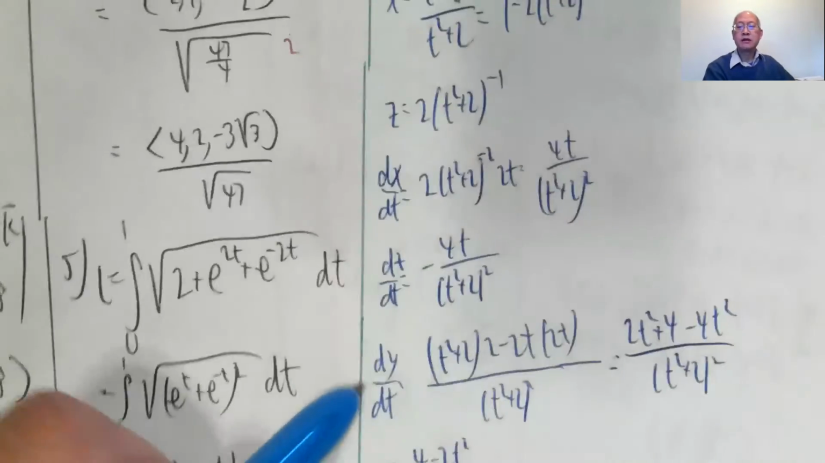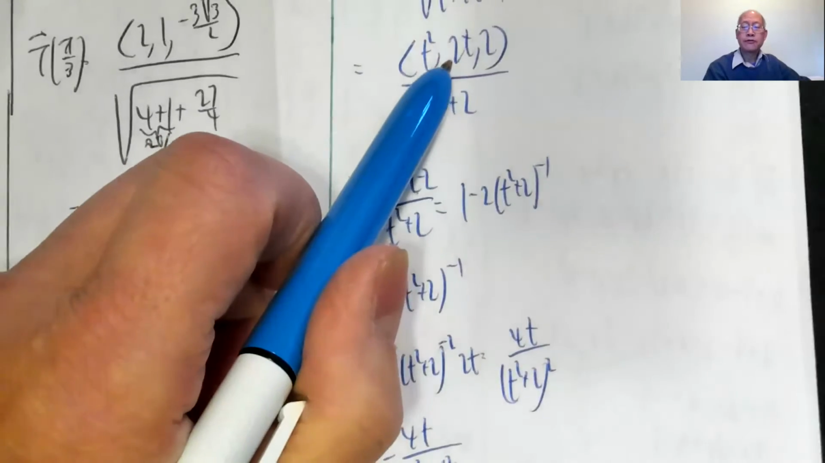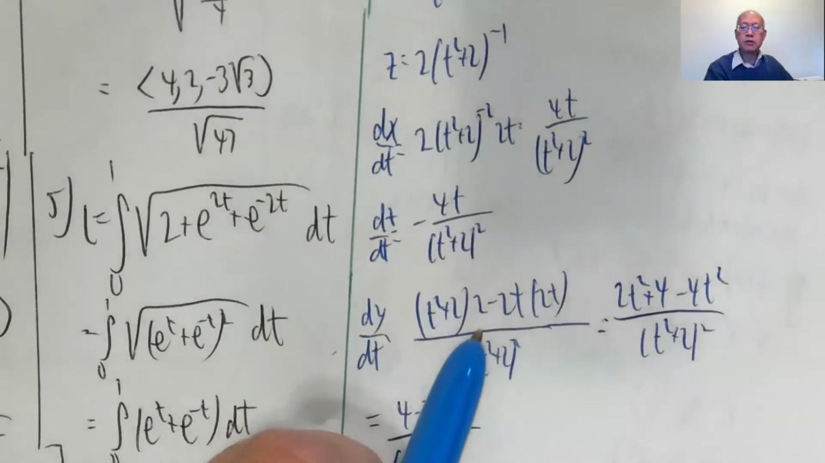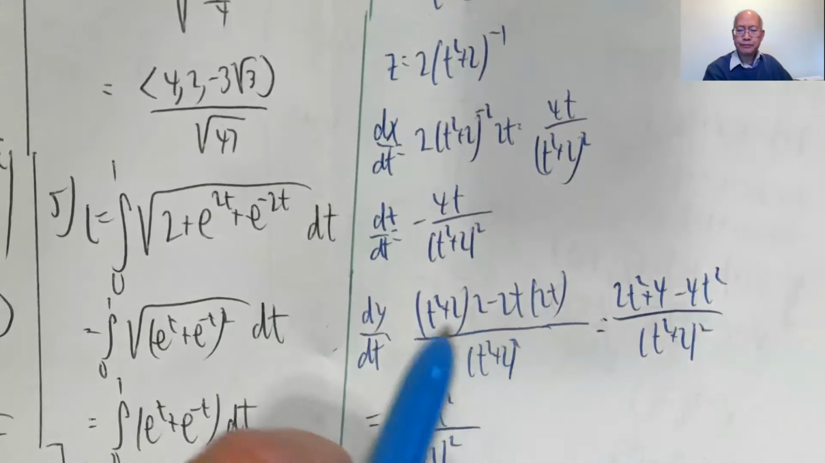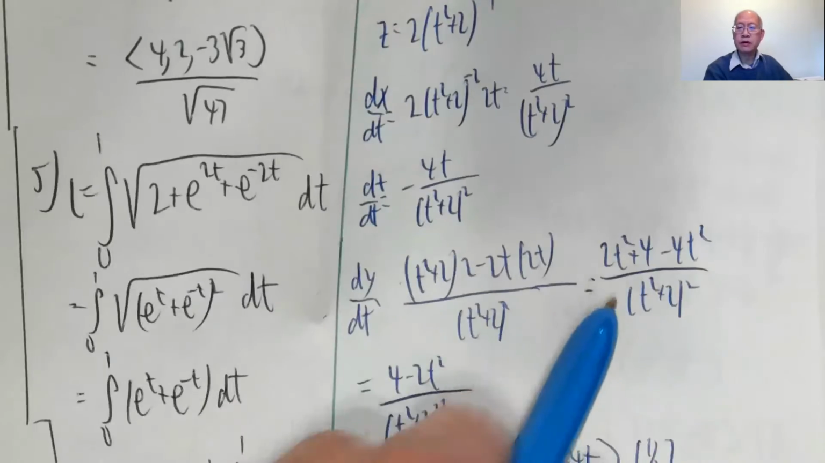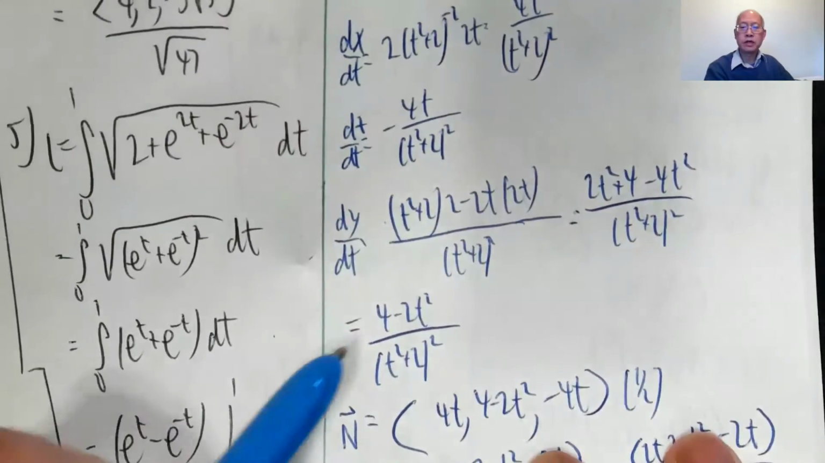dy dt, quotient rule, the function is 2t over t squared plus 2. So denominator times derivative of the numerator minus the numerator times derivative of the denominator over the denominator squared. 2t squared plus 4 minus 4t squared. That comes out to be 4 minus 2t squared.